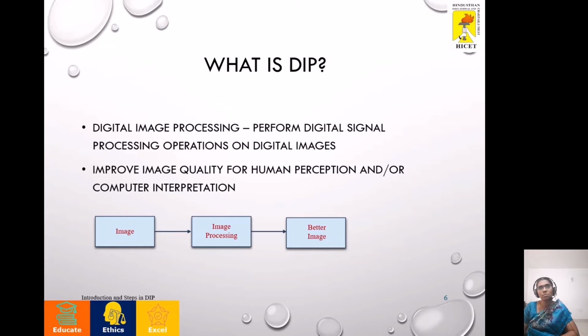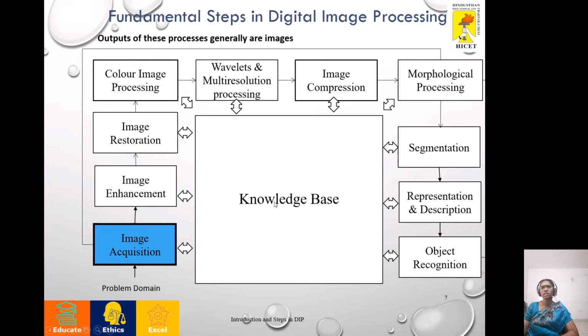So now, what is digital image processing? It is nothing but the processing operation performed on digital images by the computer. The image is given to the computer and the processing is done there so as to make it a better image for human perception or computer interpretation. To obtain a better image, various steps have to be undergone. Only after performing all the steps, the image can be made better for human perception or for computer interpretation. These are the steps given, and all the steps are monitored and controlled by the knowledge base.